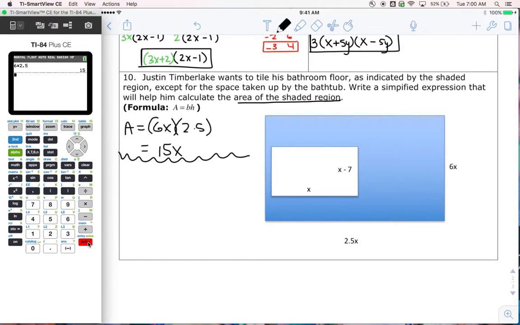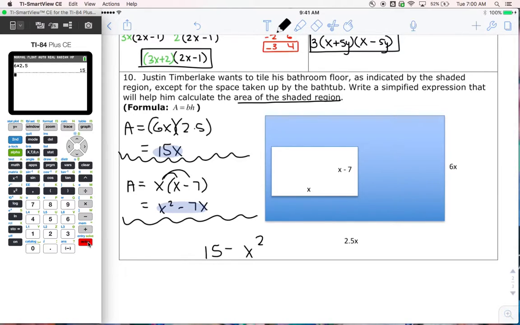Now what I got to do is I got to find the area of this smaller box. So we're going to multiply, get another area for this other box, and we're going to say x times x minus 7. Okay, well this is going to give me x squared minus 7x. So I have my two areas, right? I have 15x and I have x squared minus 7x. So we got to take the area of the blue box, which was the 15x, and we have to subtract the area of the smaller box, the x squared minus 7x.